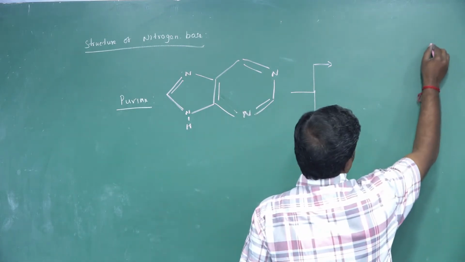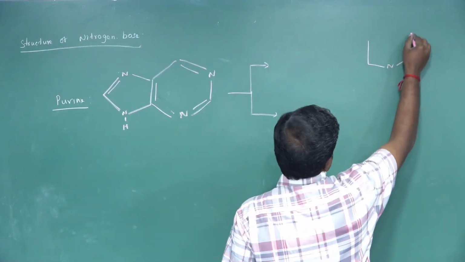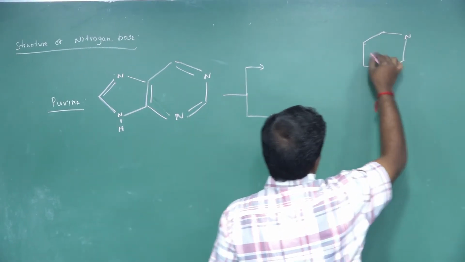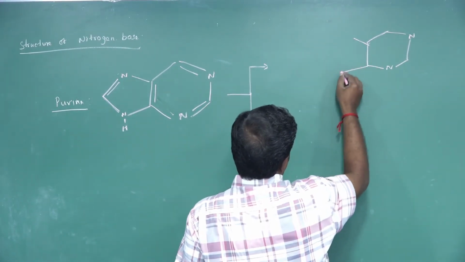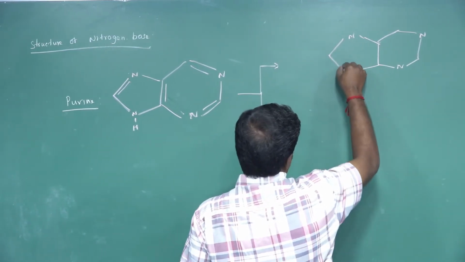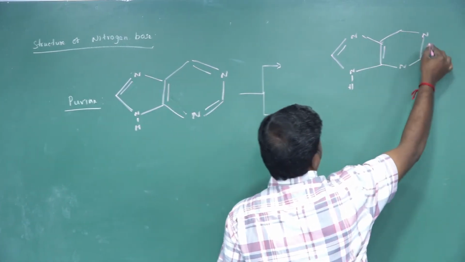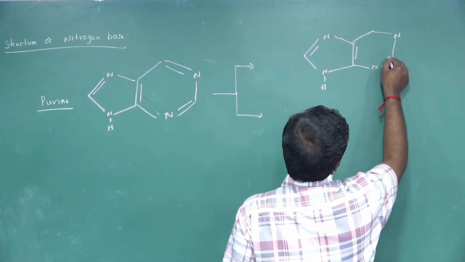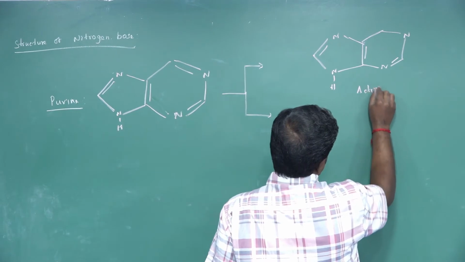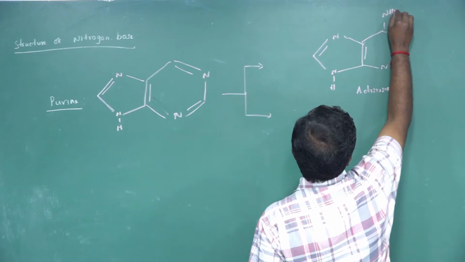So we are taking adenine, here N, and here nitrogen and here nitrogen, then here NH, and here the bonds. This adenine contains an NH2 group.